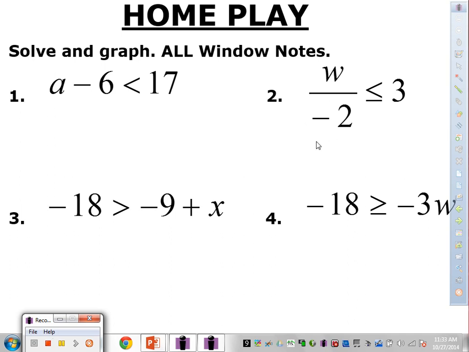Home plate, yes. So once again, tonight's homework problems are these four, and they all need to be in your notes, right?